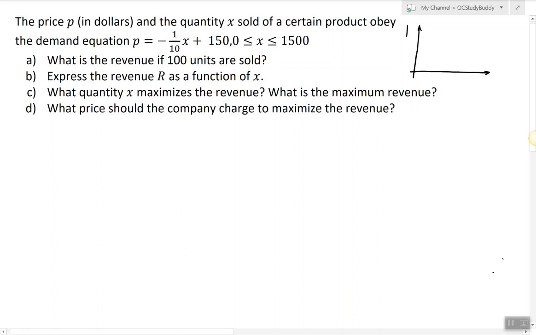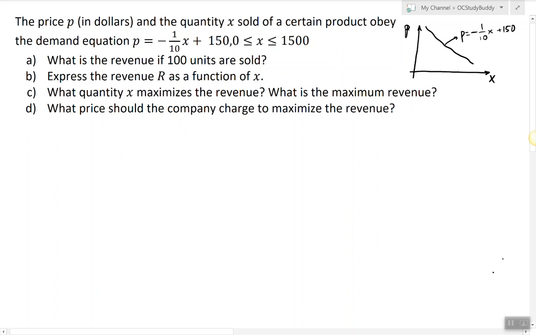In this case, price is the output variable, and the quantity x is the input variable. The relation is always decreasing because the higher the price, the smaller the quantities demanded, and the lower the price, the higher the quantities demanded. This equation is given by the formula negative 1/10 x plus 150, meaning if we know how many units we want to sell, we can figure out the price at which to sell them.